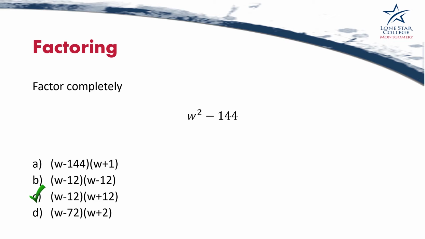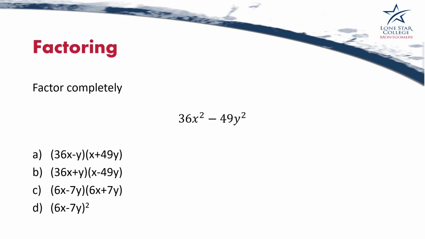So a difference of squares is when you have a squared minus b squared, you can automatically factor that into a plus b, a minus b. And this only applies if you have two terms that are both squared and there's a minus in between. So let's apply that for this question.